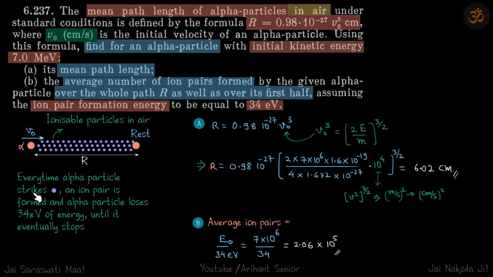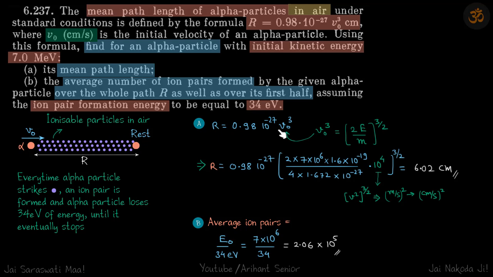So let's read what we discussed. Every time the alpha particle strikes one of the ionizable particles in air, an ion pair is formed and the alpha particle loses 34 electron volt of energy until it eventually stops. So now let's do the problem. So mean path length. We need to find R if the energy of the alpha particle is given.